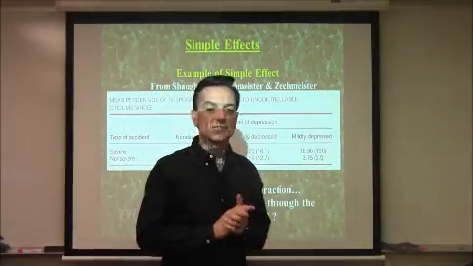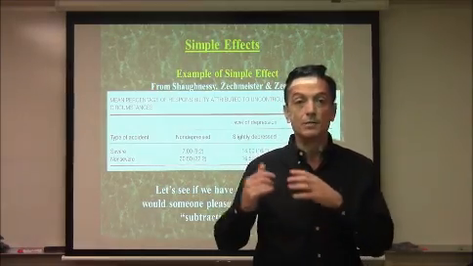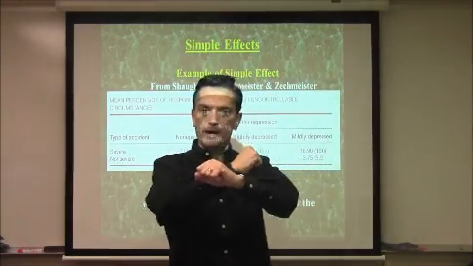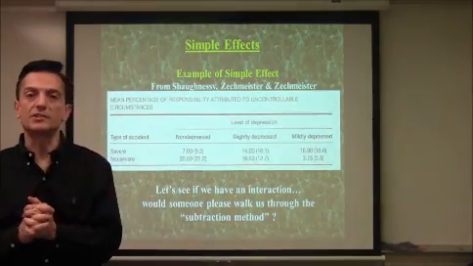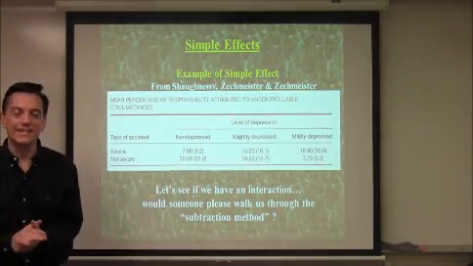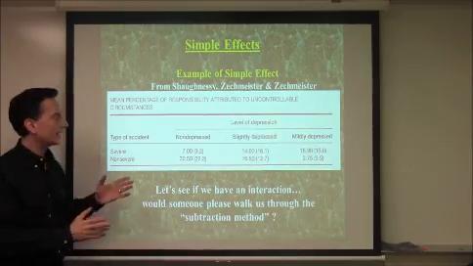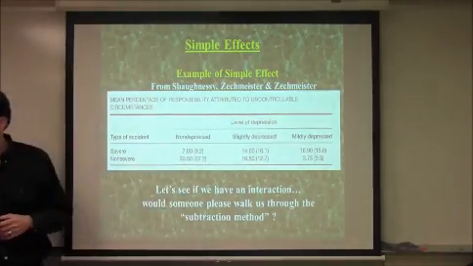So whether we had used the subtraction method, or whether we had attempted to graph these data and look for non-parallel lines, both of those procedures would converge onto the idea that we have a statistically significant interaction in this data set.